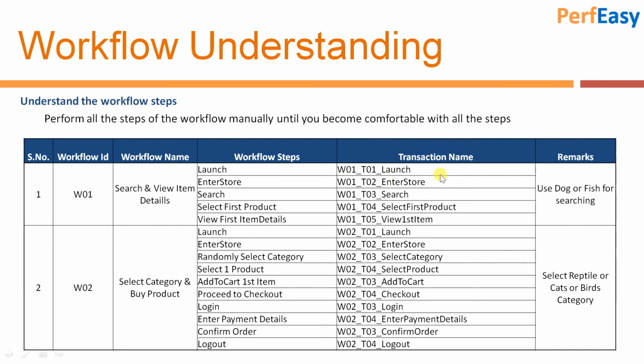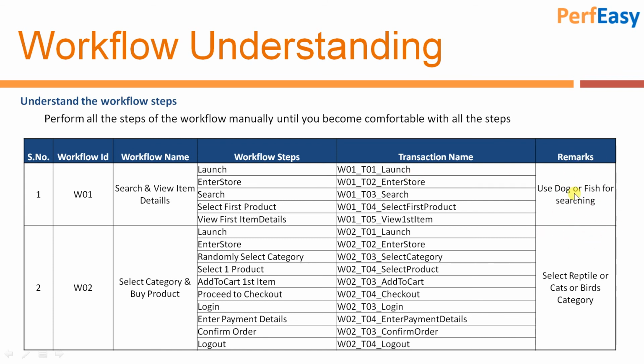We have transaction names, and these names will be present in our transaction controller in JMeter. So we need a mapping between the names of the transactions, or the response time of the transaction that we are going to give as a result, and the workflow steps in the application. There should not be any ambiguity. This kind of document helps in mapping those things. So if I share the information W01, T01, that would mean workflow first, transaction first, which is the launch.